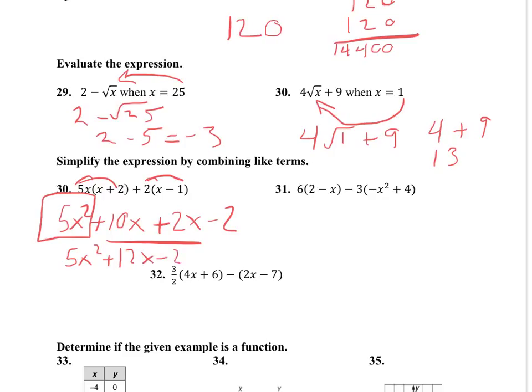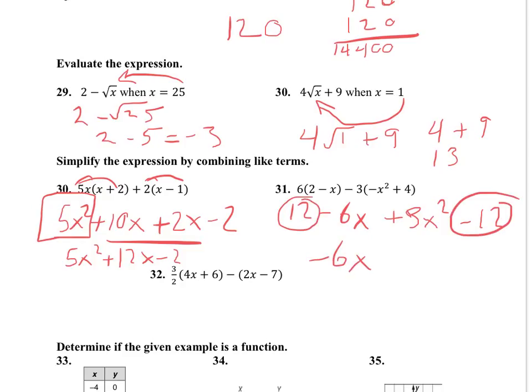Let's go. 2 times 6 is 12 minus 6x minus, ooh, close one, plus 3x squared minus 12. Okay, what combines? Hey, that 12 and that negative 12 cancel, so I'm left with negative 6x plus 3x squared. And on the bottom, oh, I got to distribute a fraction.